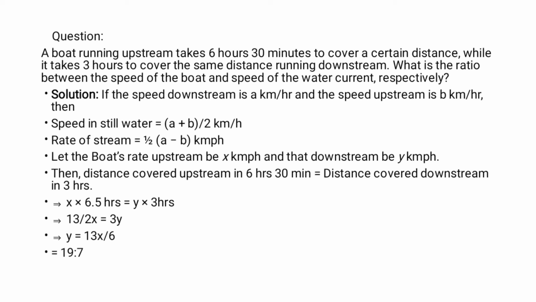Let the boat's rate upstream be x kilometer per hour and the rate downstream be y kilometer per hour. Then the distance covered upstream in 6 hours 30 minutes is equal to the distance covered downstream in 3 hours. So we have x multiplied by 6.5 hours equals y multiplied by 3 hours. So it will become 13 over 2 x equals 3y. Then y equals 13x over 6. So the ratio between the speed of the boat and the speed of the water current is equal to 19:7.